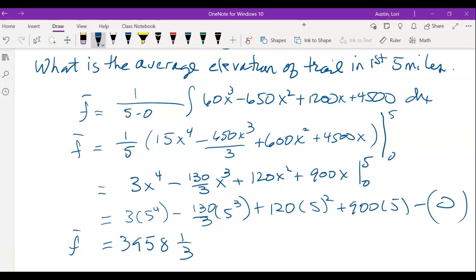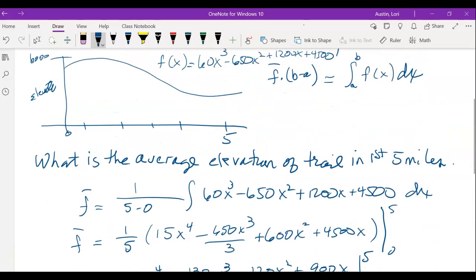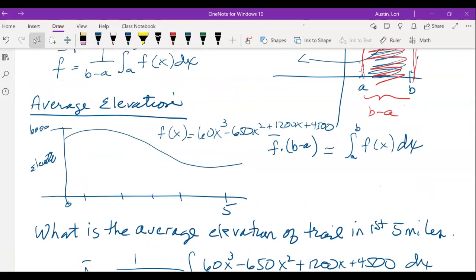I'm going to go back up to the graph. So everybody got the answer. It's 3,958 and a third. Trust me on the math. Try it on your own. So when you come back up here, this was 6,000. So what it's saying is, oh, there's an average elevation. It's not the area. It's the average elevation.